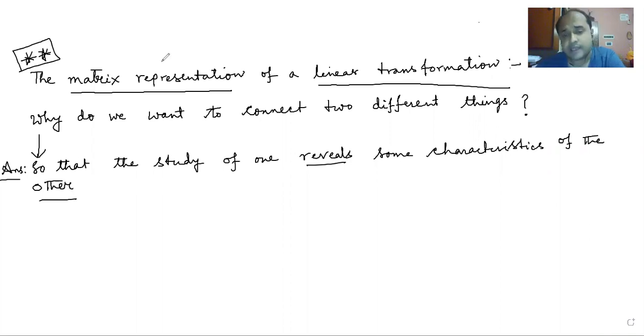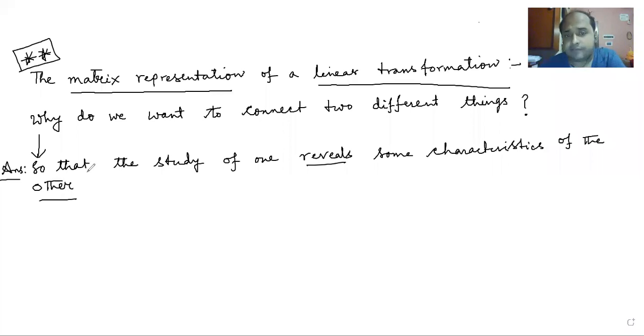So if we can get a matrix representation for certain linear transformation, then it is possible for us to study that matrix, and we can gather some knowledge about the linear transformation whose matrix representation has been found. So therefore study of one helps us to study the other, and therefore we try to connect two different things.